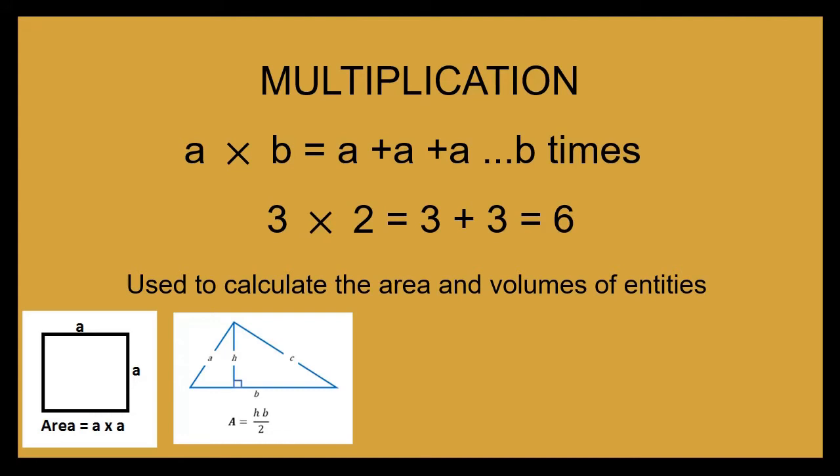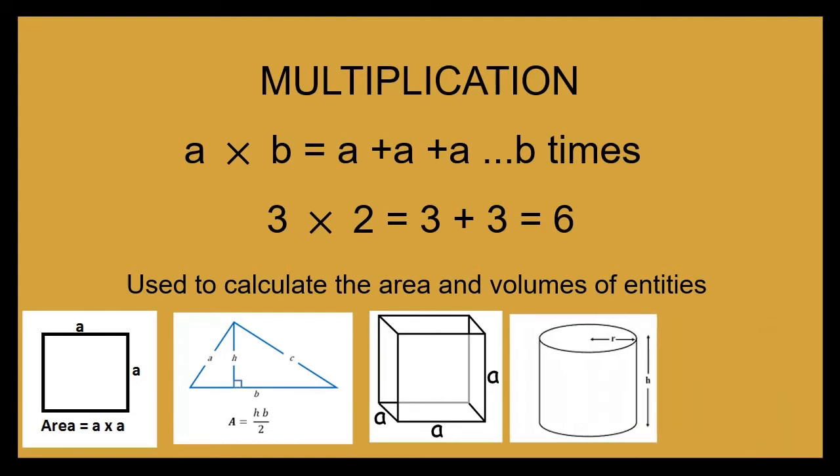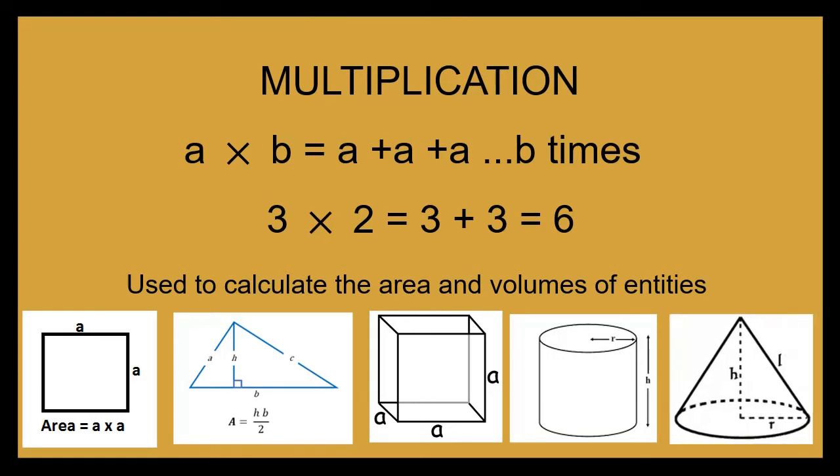Now, coming to three-dimensional geometry, the volume of cubes used to build pyramids is equal to a cube, where a is the side. The volume of a cylinder is pi r square h, where r is the radius and h is the height. And similarly, that of a cone is equal to 1 by 3 pi r square h.